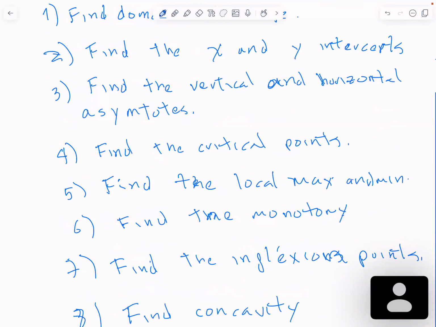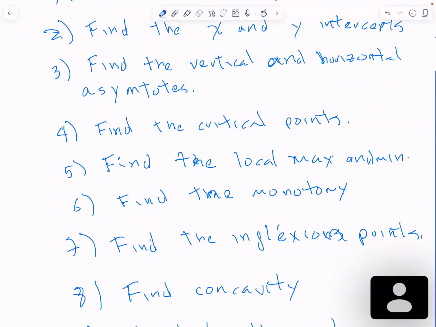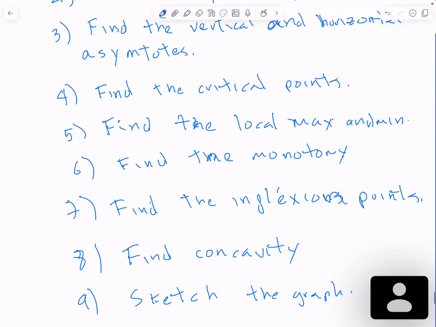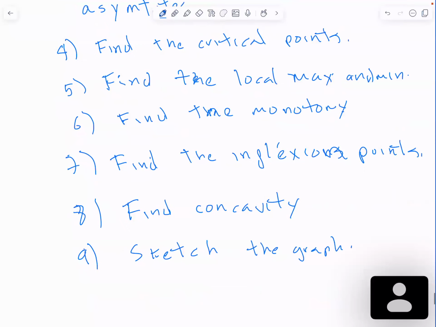The fourth step is find the critical points. I mean, when the first derivative equals 0, or when the first derivative doesn't exist. The fifth step is finding the local maximum or minimum, or absolute maximum or minimum, depending on the domain. Number 6 is find the monotony. 7 is find the inflection points. The 8th is find the concavity, and the last step is sketching the graph.